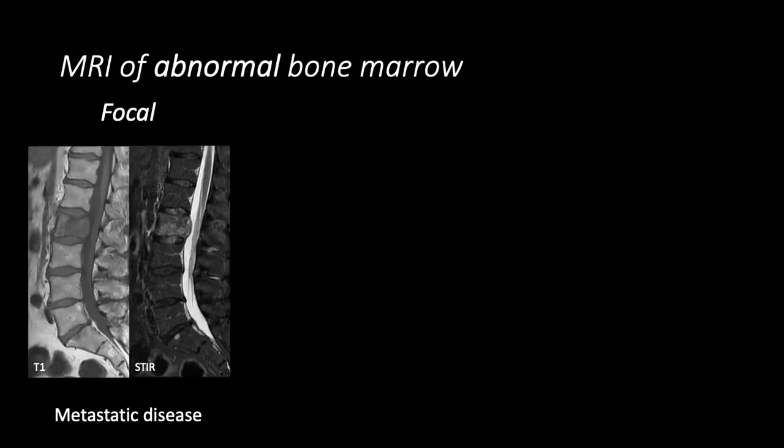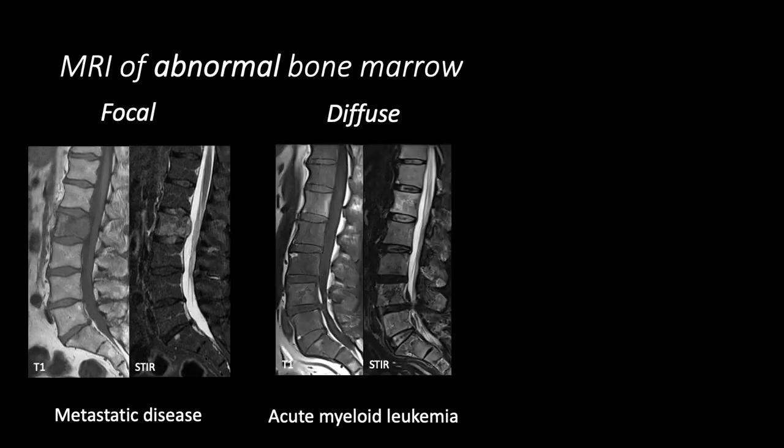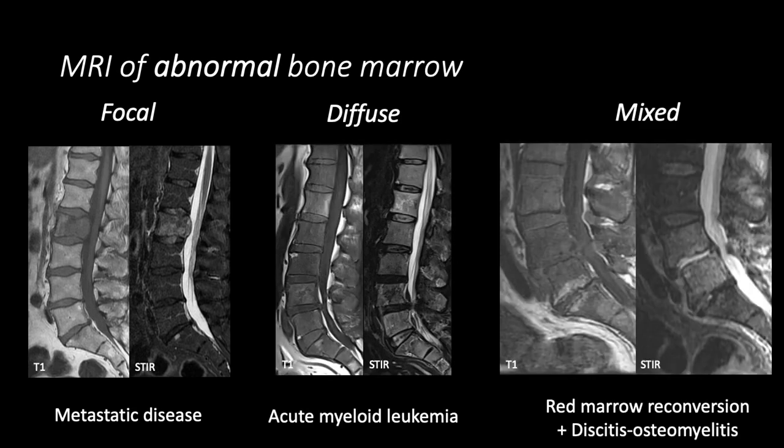Bone marrow signal abnormalities can be focal, such as in this patient with metastatic disease to the L2 vertebral body, diffuse, such as in this patient that has acute myeloid leukemia, or mixed, as in this patient that has red marrow reconversion due to a chronic illness, as well as superimposed discitis osteomyelitis at the L4-L5 level, where we see increased signal intensity in the disc as well as within the vertebrae on STIR, with corresponding decreased signal on the T1 weighted image.